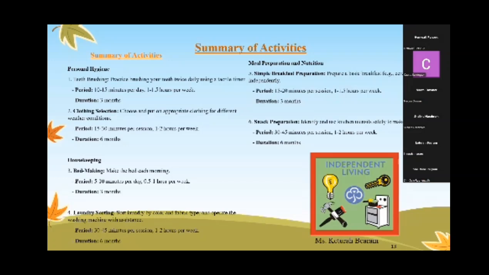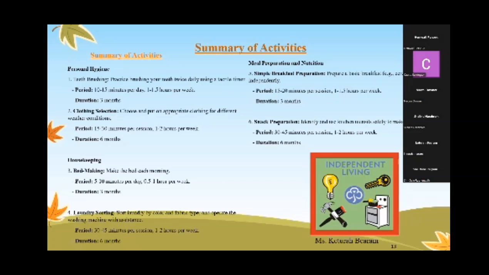Snack preparation. Identify and use kitchen utensils safely to make a sample snack. The period also will be for 30 to 45 minutes per session, 1 to 2 hours per week. The duration will also be for 6 months.